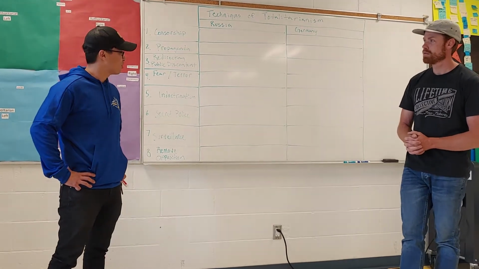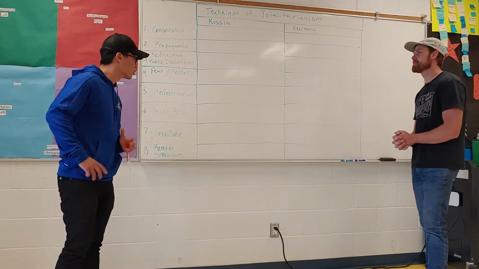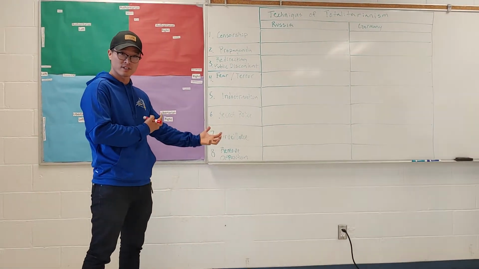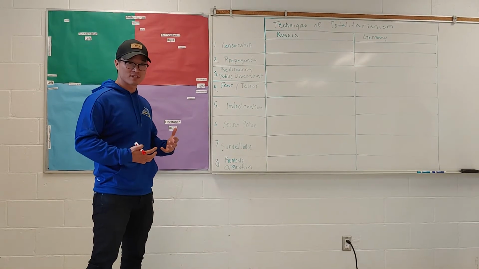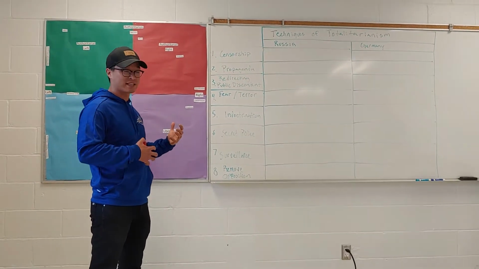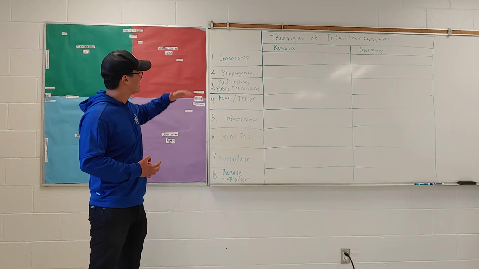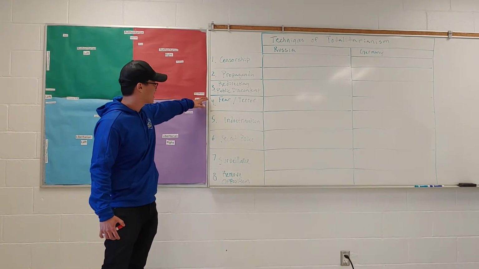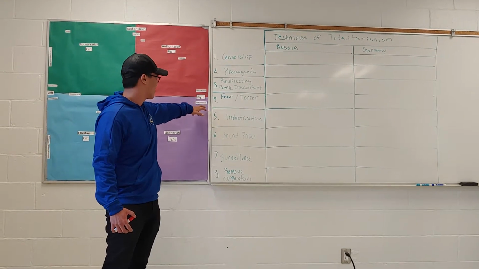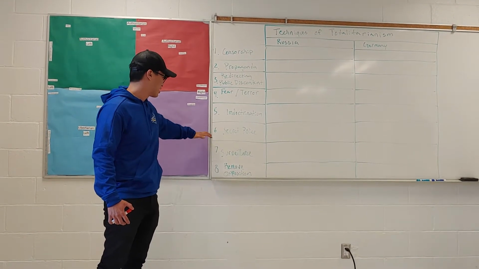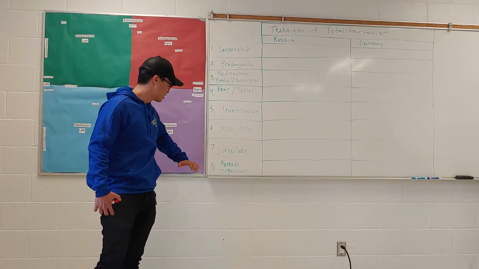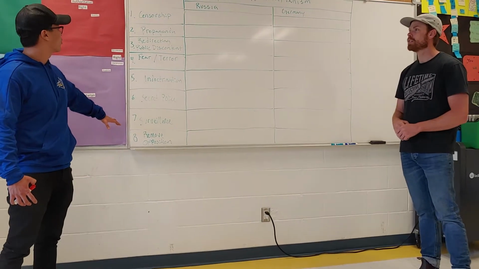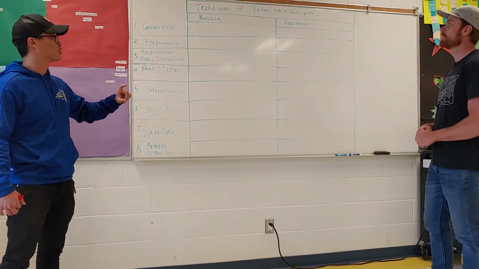Okay. So let's go over some of the techniques that they used. And actually, a lot of these will be very similar when we're looking at the two different countries. But the 8 techniques that we're going to be talking about are censorship, propaganda, redirecting public discontent, fear and terror, indoctrination, secret police, surveillance, and removal of opposition. Okay, so we're going to start with number 1 in Germany.